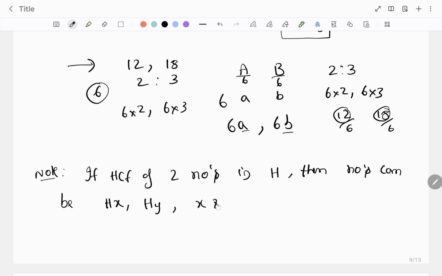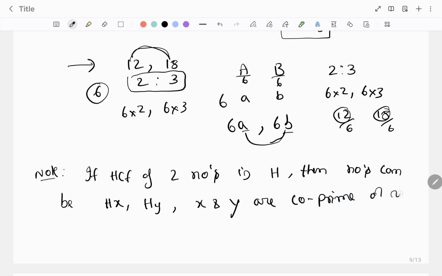This x and y must be, see here, 2 and 3. After dividing 18 and 12, we got 2 and 3. Is there any common number to divide 2 and 3? No. Means for a and b, is there any common number? No. So these numbers x and y are co-prime, or relatively prime to each other.